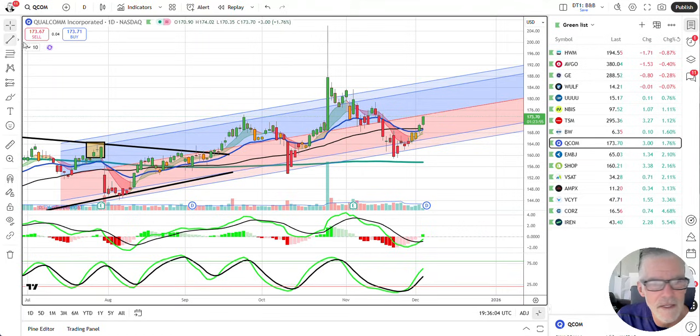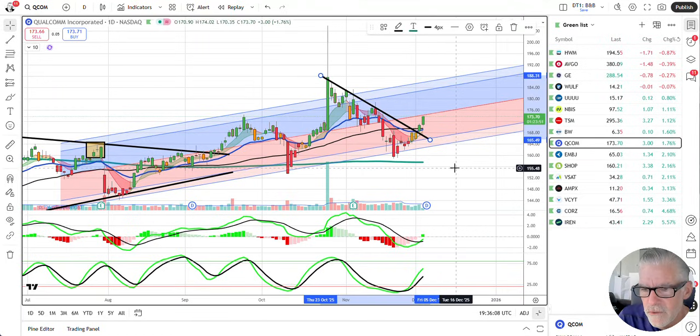Qualcomm, we are long Qualcomm in the live trading room with QCML, and we bought it on the breakout yesterday, and we're getting some very nice follow through today. It's probably one of the best bullish setups among the semiconductor space.